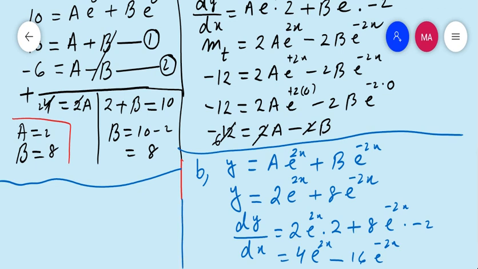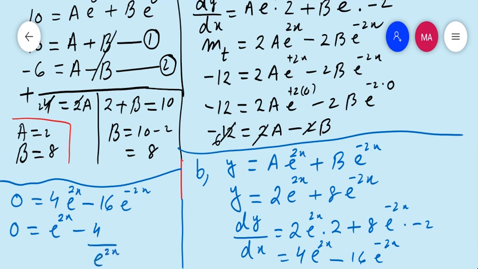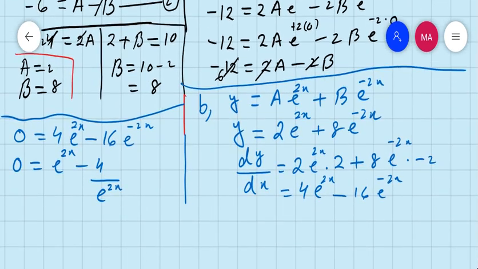In order to find the turning point, we must replace dy by dx by 0. So 0 is equal to 4 e power 2x minus 16 e power minus 2x. Now divide all the terms by 4. 0 upon 4 is 0, 4 upon 4 is 1, 16 upon 4 is 4, and this e power minus 2x becomes e power 2x if we take it to the denominator.